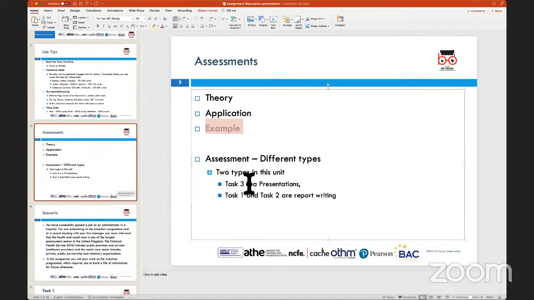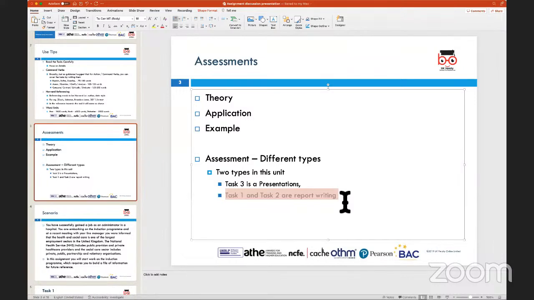Now, this particular assignment has two different assessment types. If I look at the assignment brief carefully, what I will see is that it is asking me to produce two different kinds of outputs. One, in task 3, it is asking me to do a presentation slide, which is going to be a PowerPoint presentation like this. And task 1 and 2 are going to be looking at creating a Word document, and that is going to be report writing.